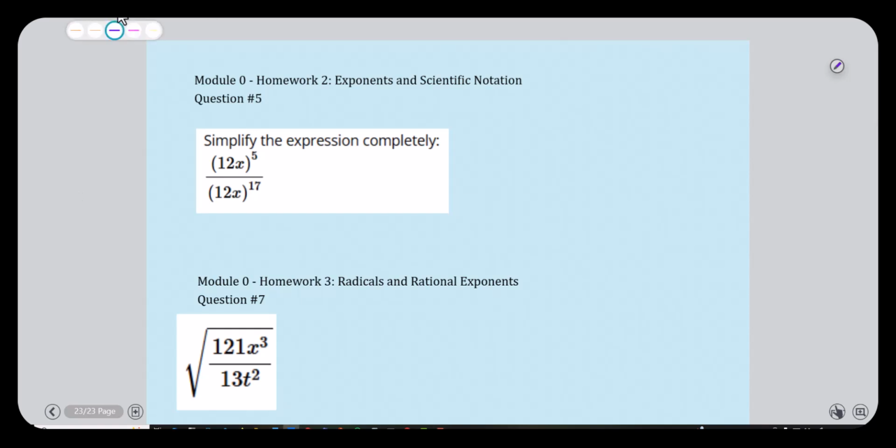All right, so this is in Module 0, Homework 2, Exponents and Scientific Notation. And I can see this is exponents because exponents is the number up in the air waving like it just don't care, right? See, you didn't know you could sing in math.